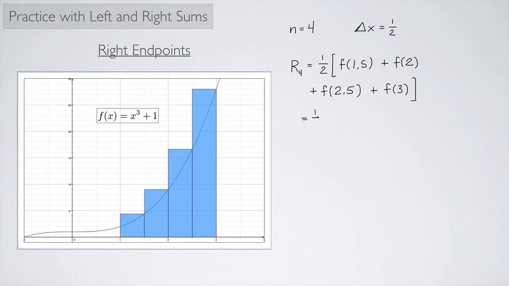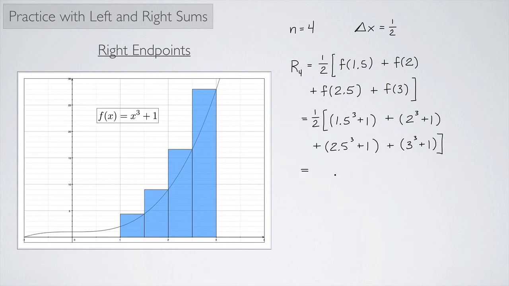All right, so I still have my 1/2 out front. And now I can plug into the formula here, x cubed plus 1. So this first one will be 1.5 cubed plus 1. And the next one will be 2 cubed plus 1. And then the next one is 2.5 cubed plus 1. And then the last one is 3 cubed plus 1. And close my bracket. And if you do all this out on the calculator, you end up getting 29. And we see that this 29 now is an overestimate. I have all of this here that shouldn't be there. This is not part of the area under the curve. So when I got this 29, this ended up being an overestimate.